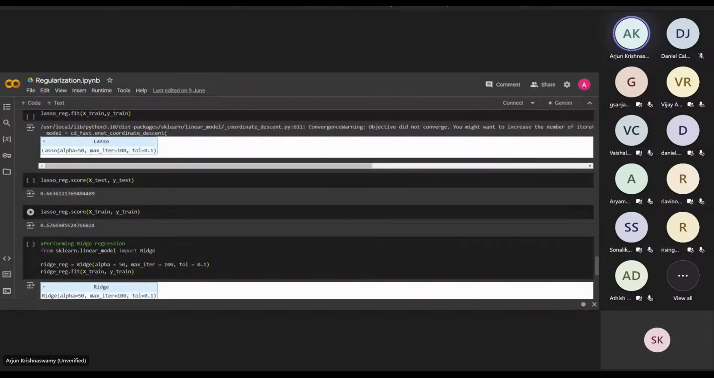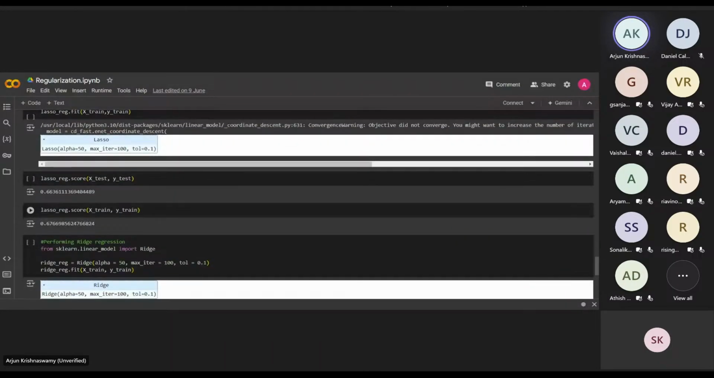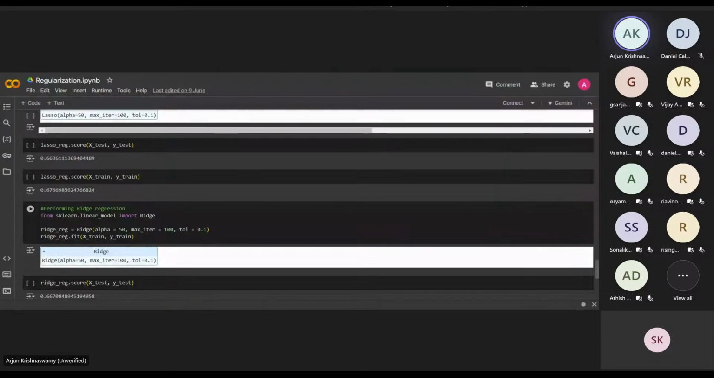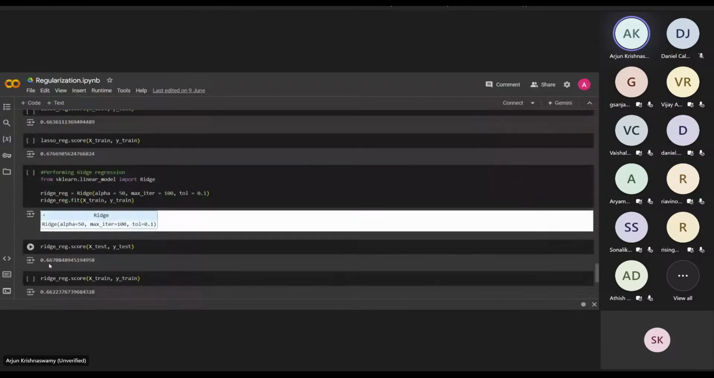We can perform the same thing, but with ridge regression, that is L2 regularization. Again, the ridge regression, dot fit, x train, y train, and print the score for test and train. We get 66% and 66%. Again, it's an increase. Test score is 66.